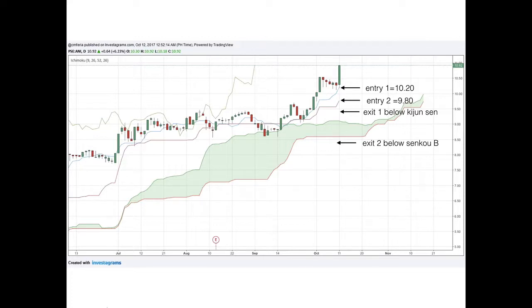Your exit is below the Kijun-sen. This is your exit 1. You can sell half at this level. Exit 2 is below the Senkou B. You can sell the other half below this level.